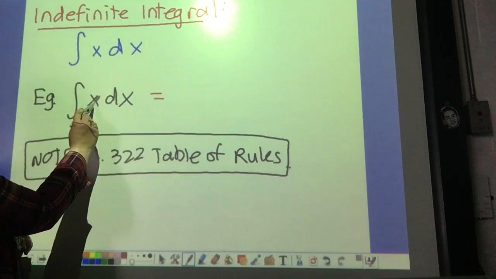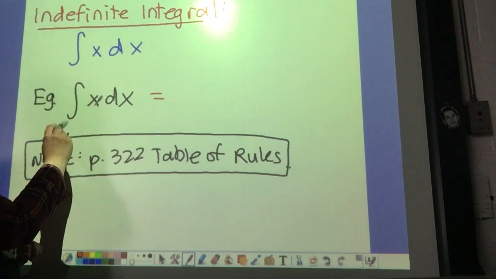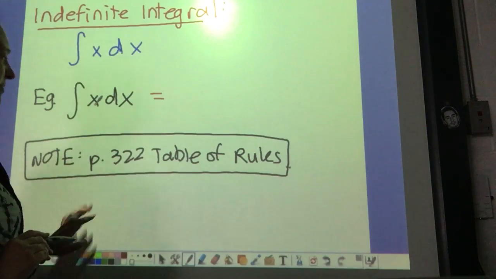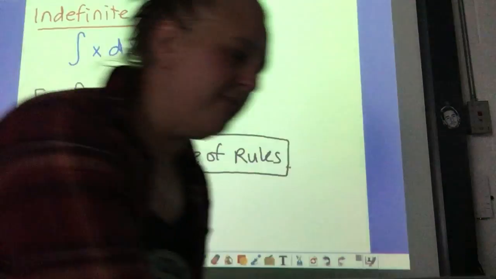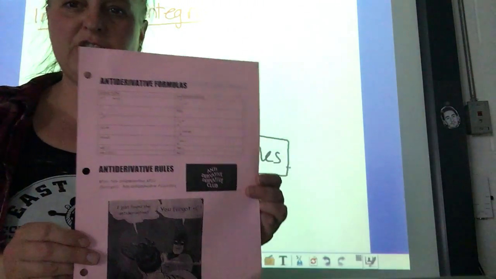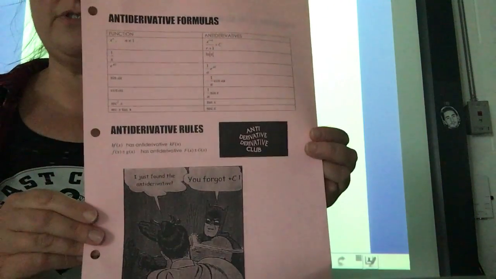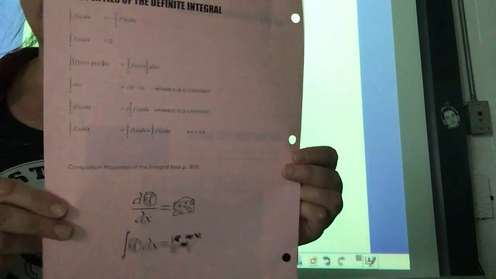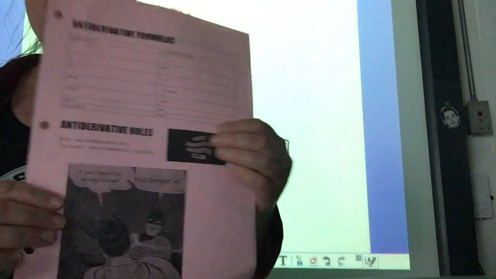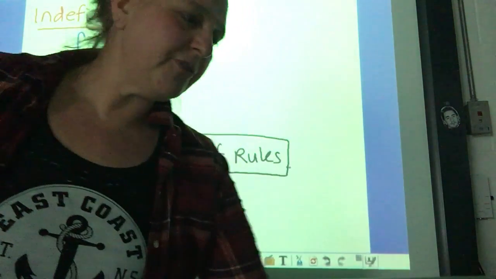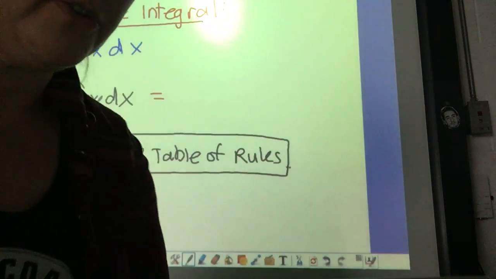So find the integral of x dx. There are no limits given, so that's indefinite. I just use my antiderivative rules. In the binder that I delivered, there's a pink sheet. On the front page you have the antiderivative rules, which I summarized with two very funny jokes. On the back side there are some integral rules. I've tried to summarize most of the antiderivative and integral rules there. If you check your textbook on page 322, it also gives you a list of those rules. So there are a couple of places for you to find them.